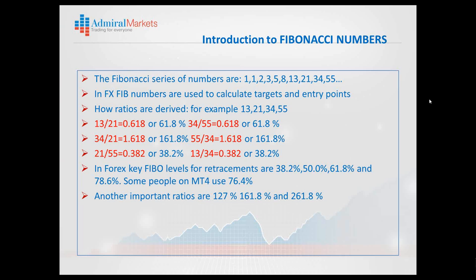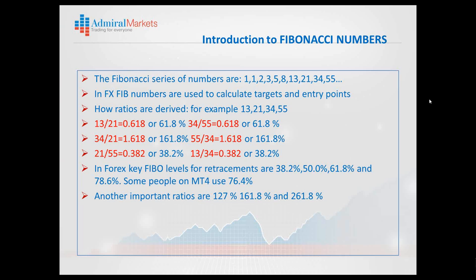This is a little guide to how ratios are derived. As you can see, 13, 21, 34, 55. The golden ratio number, or 61.8, is derived by dividing 13 by 21 or 34 by 55.